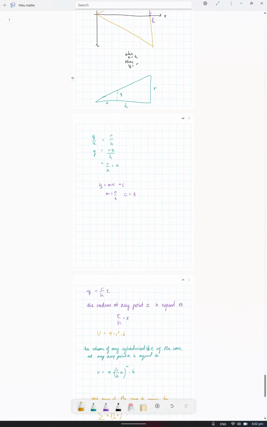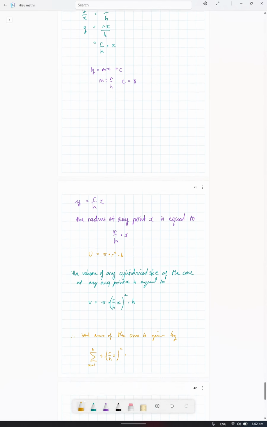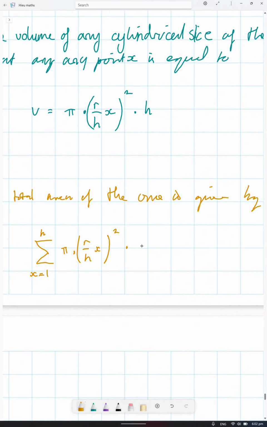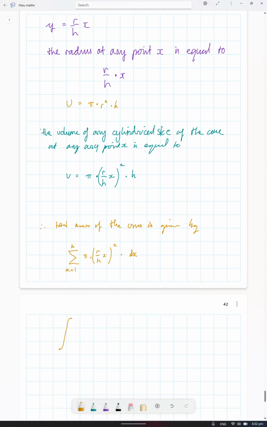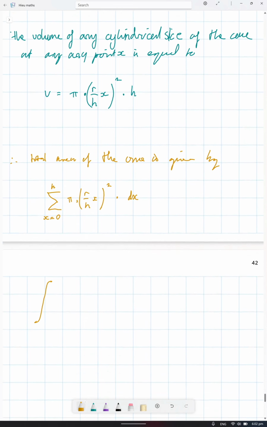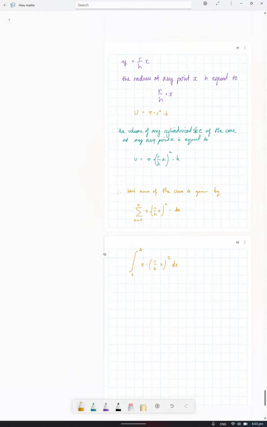Remember, what is the height of the slice? dx. The height of the slice is dx. So why does this look so familiar? Why is that dx at the end? Well, we can just rewrite the summation as this. Technically it should be 0, that's my bad. We can write the summation symbol as the integral symbol, which is just an s, which means summation, from 0 to h, multiplied by pi, multiplied by r over h, x, all of this squared, dx. Because the dx is getting multiplied there.